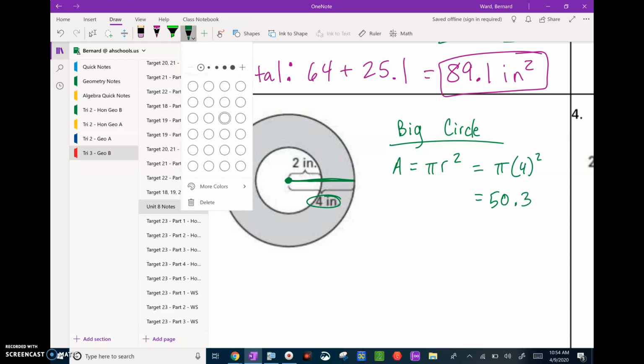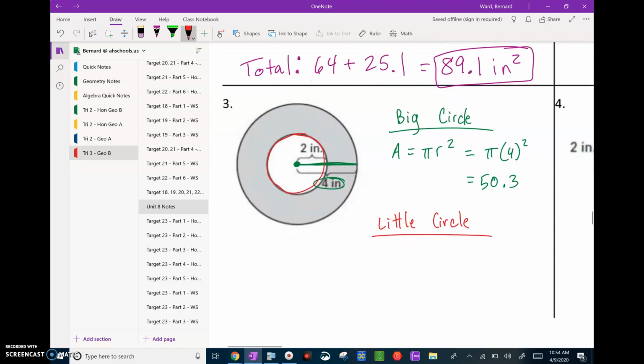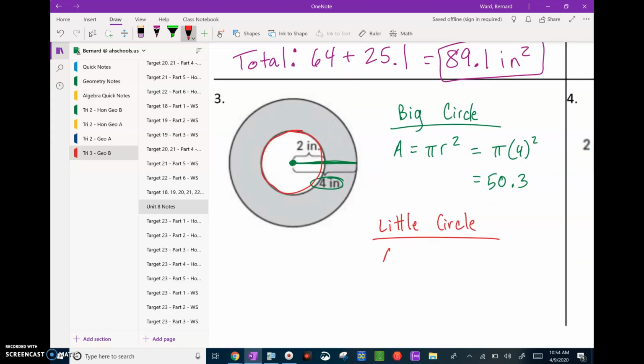All right. However, we're not done. So that fills up everything here. But we need to take away the center, the little white circle, right? So we'll call that little circle, circle B. And so again, this is still a circle. So the area is still pi r squared, but now our radius is different. Remember, radius always starts from the center. And so what's the distance from the center to the edge of the white circle? Just going to be 2. So for this little circle, our radius is 2.